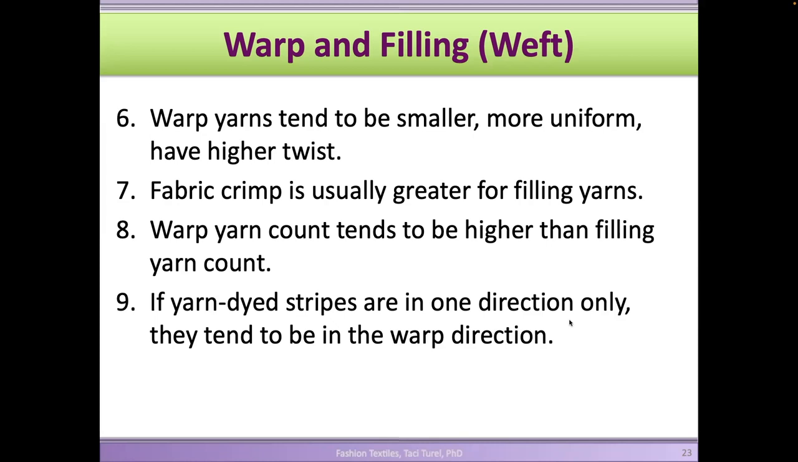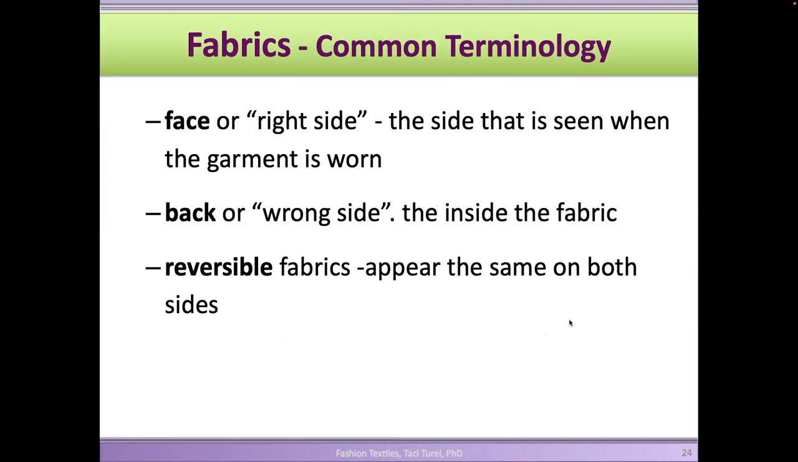So woven fabrics have a face, which is the right side of the fabric, or a back, which is the wrong side of the fabric. Some fabrics are reversible, so they may look exactly the same on the face and on the back.